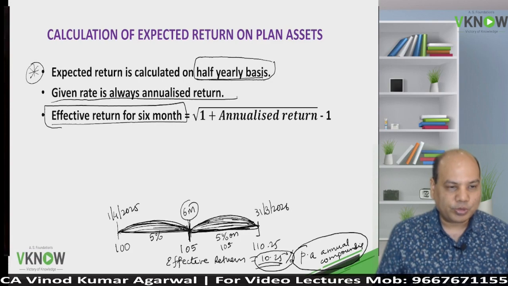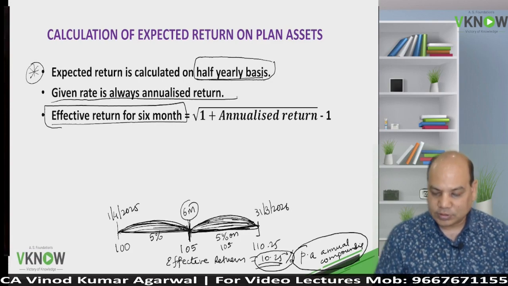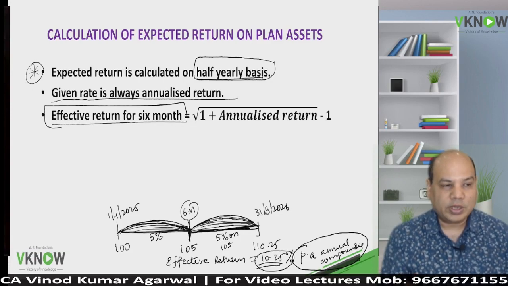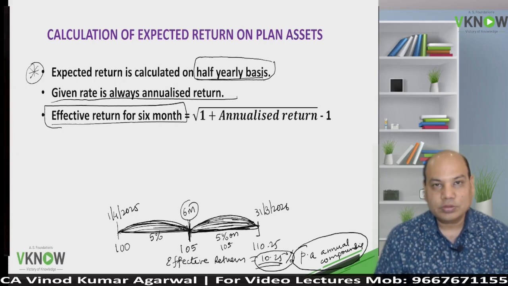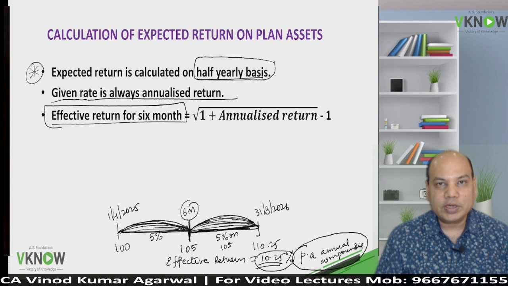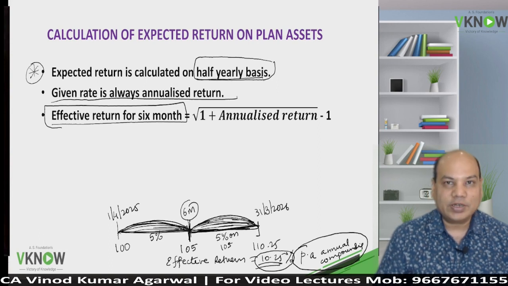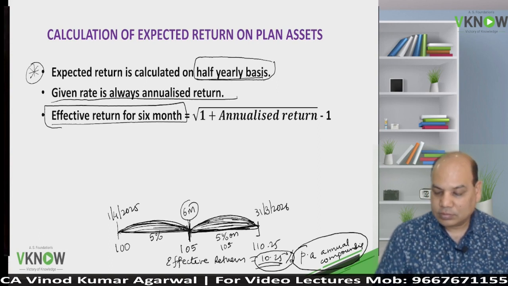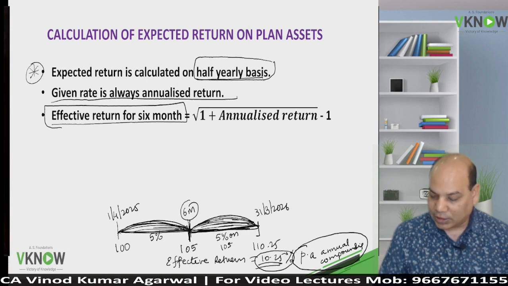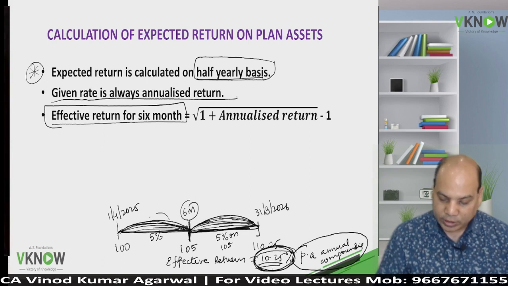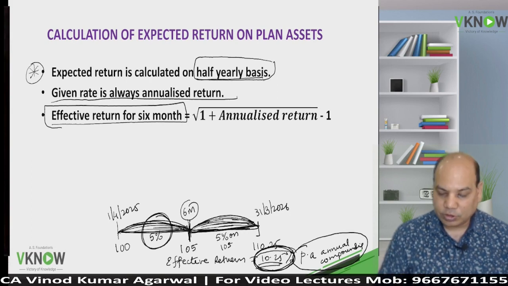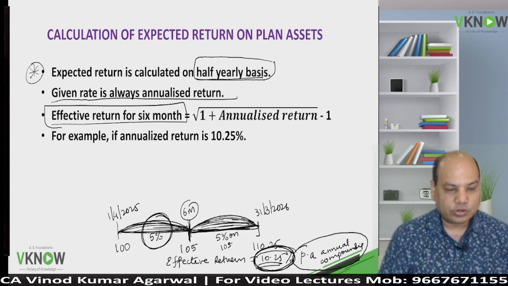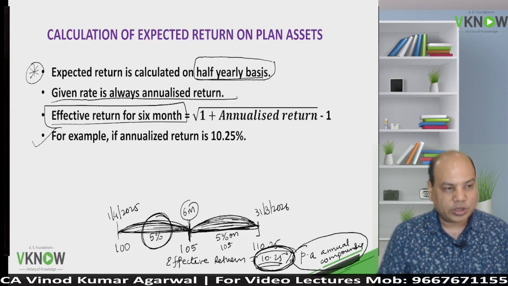Sir, how to compute effective return for 6 months? The formula is, you may have studied in mathematics also, equal to under root 1 plus annualized return, under root, minus 1. So if you are given annualized return, you can find out the return for 6 months using this formula. I will show you. Otherwise you are not going to get convinced.